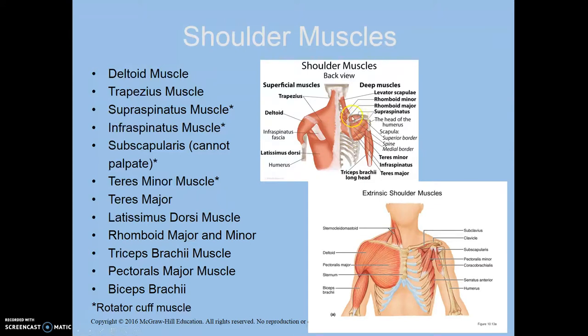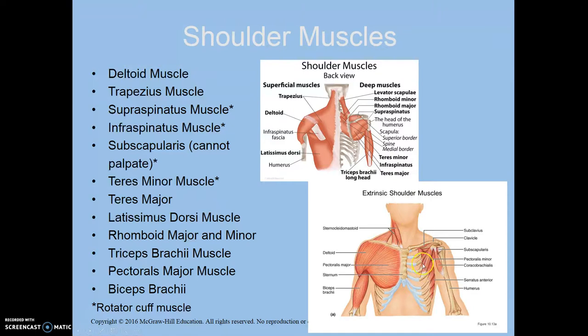We have the supraspinatus, and we know it's the supraspinatus because it's above the spine of the scapula, supra, above the spine. We have the infraspinatus right here, this big one. It's below the spine of the scapula, infra, below. And then we have teres major, and we have teres minor.